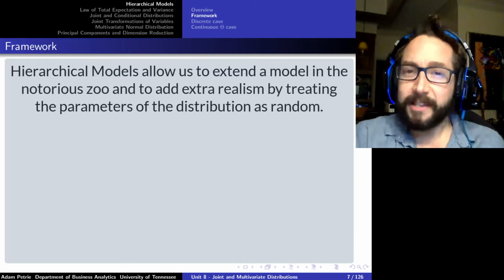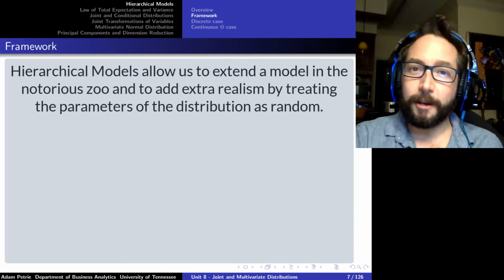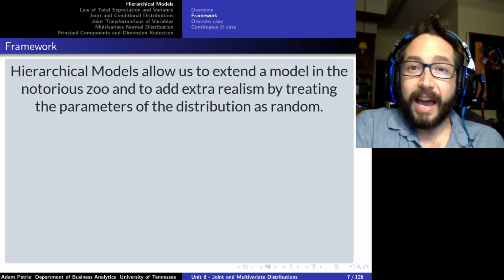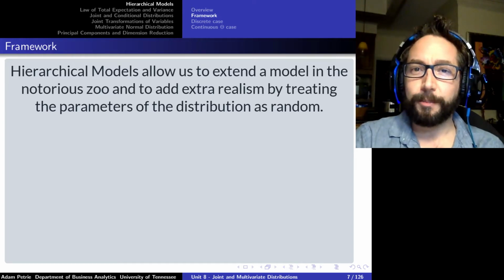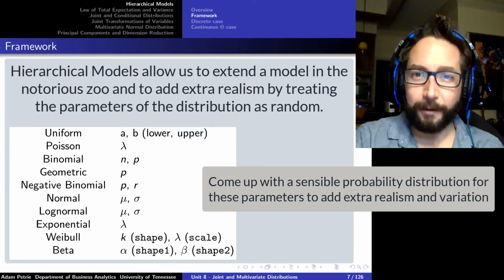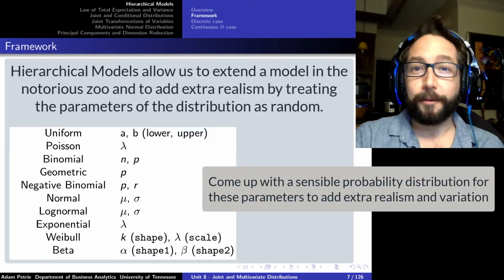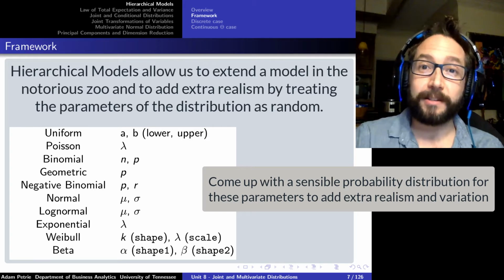So very often this is what we'd like to do. We'd like to extend a model we have in the notorious zoo to add an extra layer of realism by treating some of the parameters of those notorious distributions as random quantities themselves. And so the hierarchical model framework provides us a way to do this.